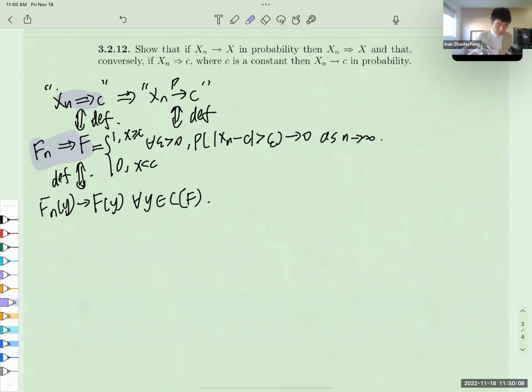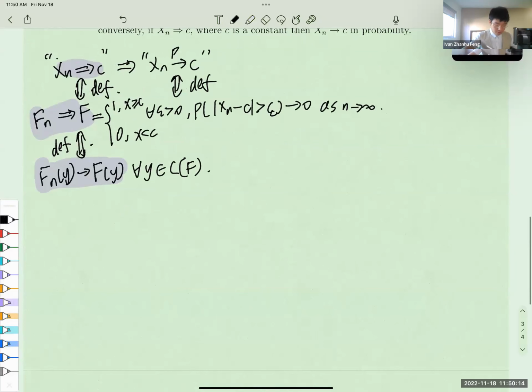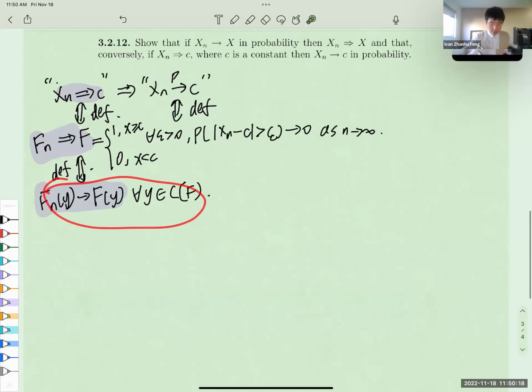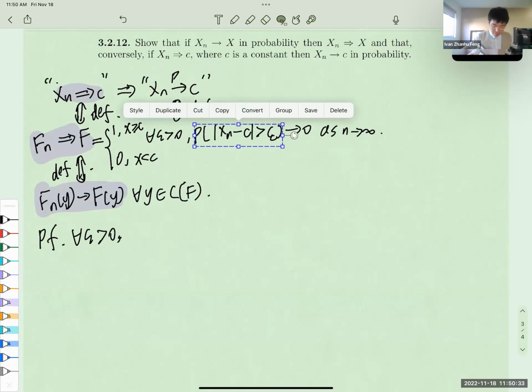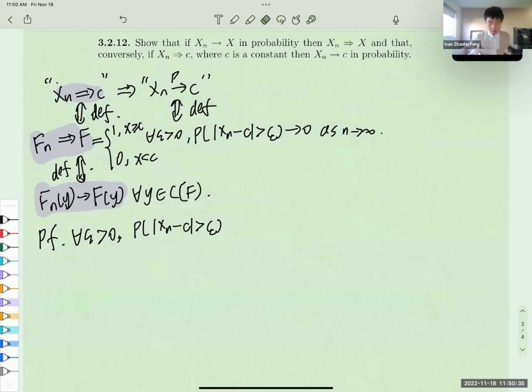Let's again use different colors to highlight them. So this is the condition known here. This is what we want to prove. So let's prove this. For any epsilon greater than 0, we have this probability. Let's copy this expression directly. We want to prove this probability goes to 0 as n goes to infinity.